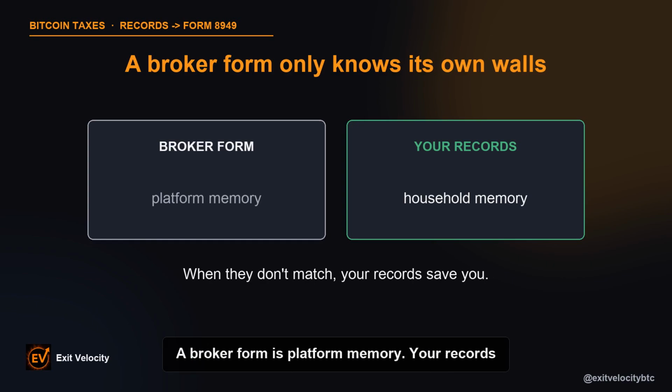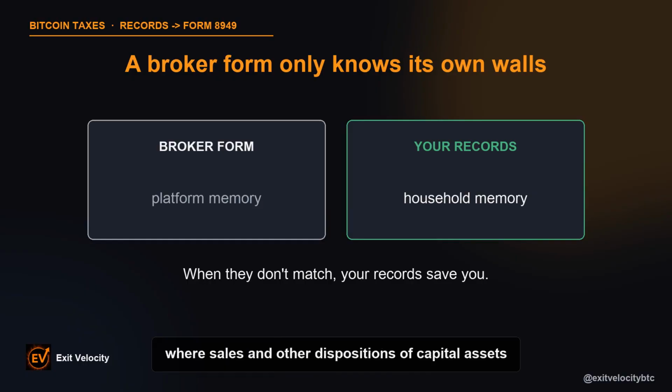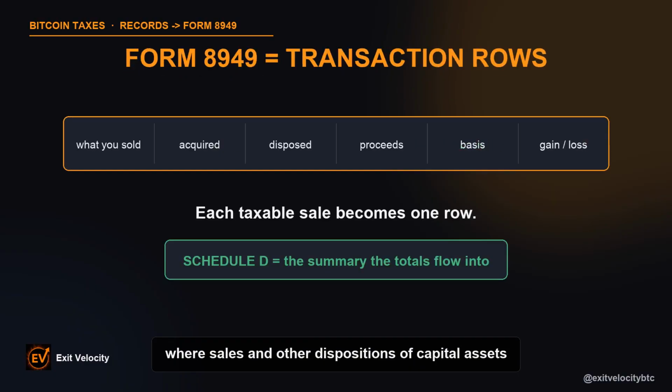That is the key idea. A broker form is platform memory. Your records are household memory. And when those two do not match, the form does not save you. Your records do. Form 8949 is where sales and other dispositions of capital assets get listed transaction by transaction.